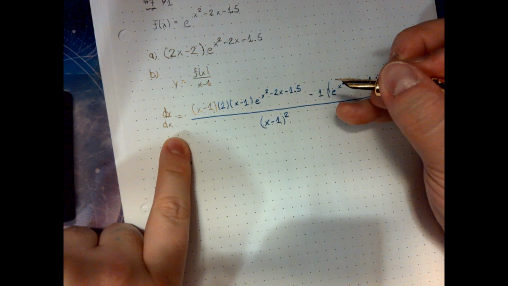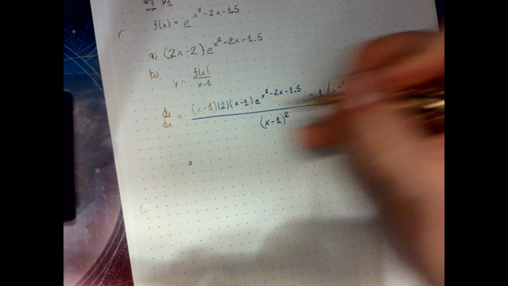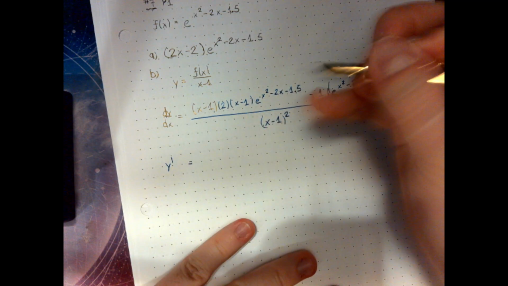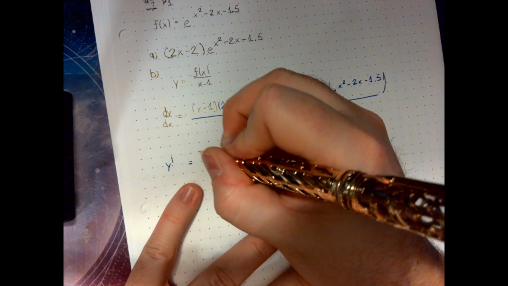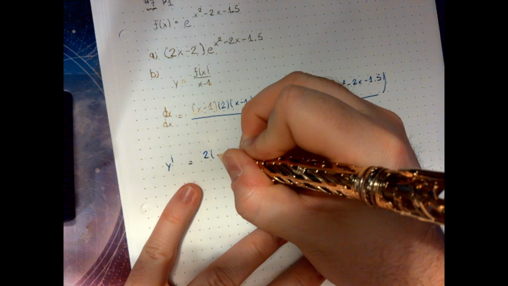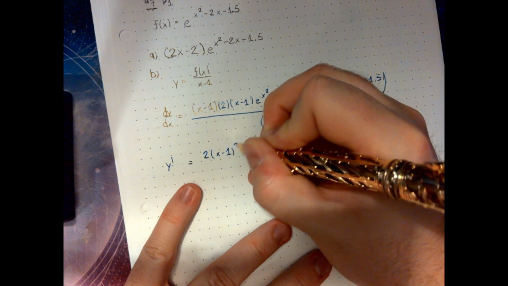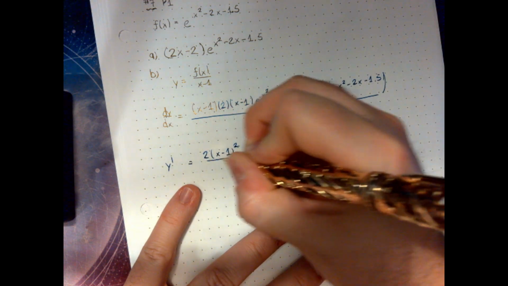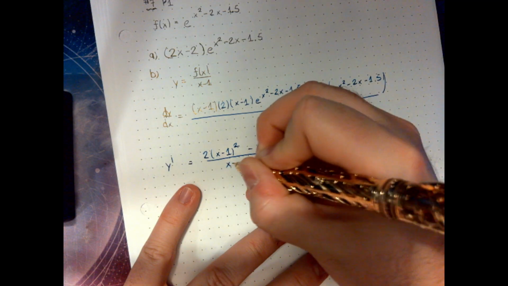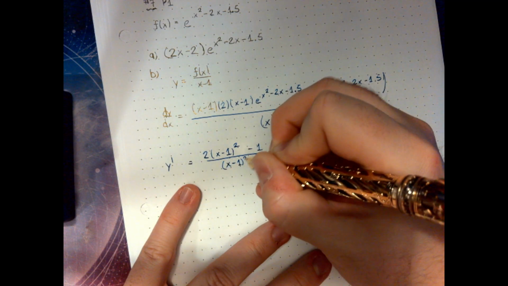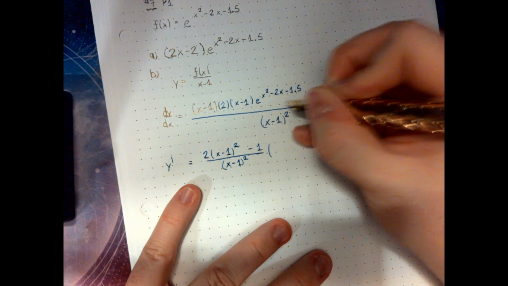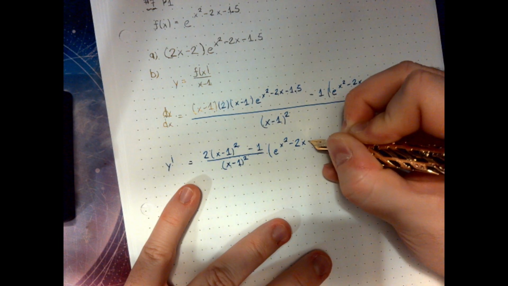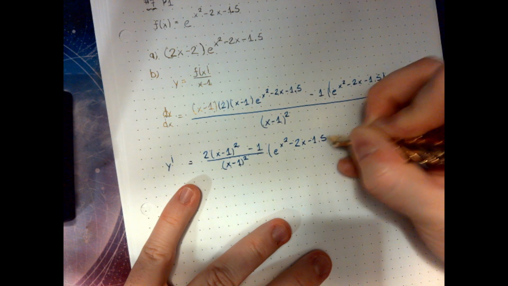So even though here I used Leibniz notation, I'm just going to write y prime is equal to, what do I have here? 2 times x minus 1 squared, because that bracket pops up twice, minus 1, over x minus 1 squared, and then I can factor out the e to the x squared minus 2x minus 1.5 that they both have in common.